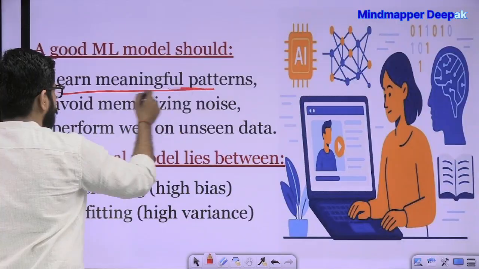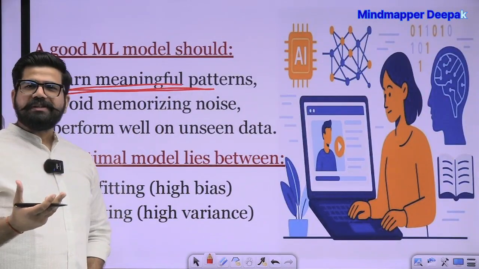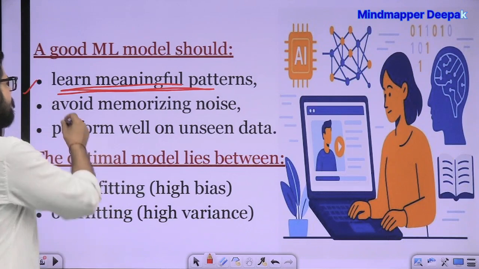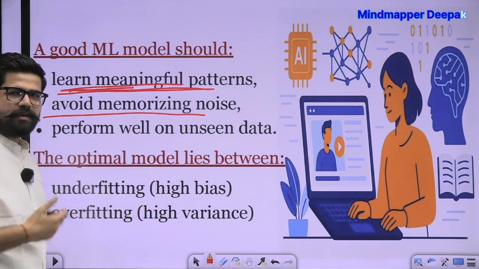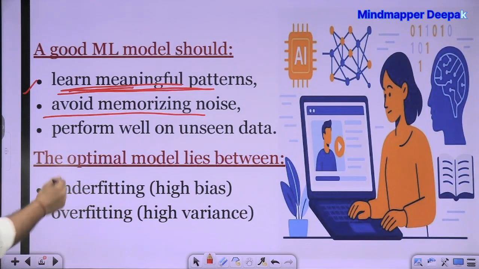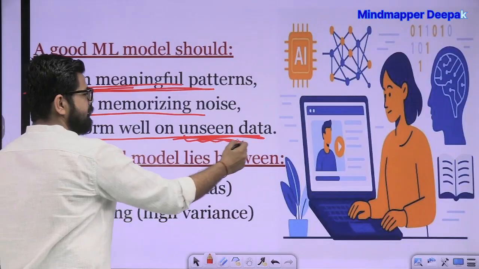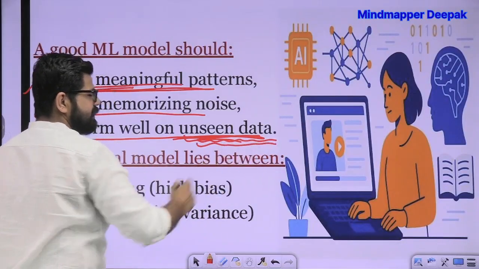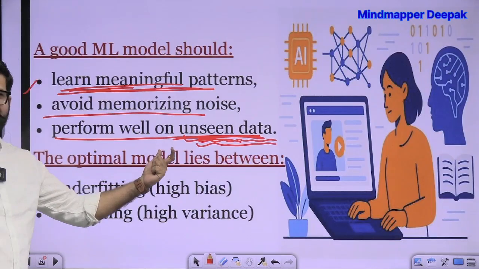Keep that in mind. These are the characteristics. If I'm saying that it is a good machine learning model, then it learns meaningful patterns and avoids memorizing the noise. Any memorizing of noise must be avoided. It performs well on the unseen data, again a term which is most commonly used. So it can perform well on the unseen data as well.